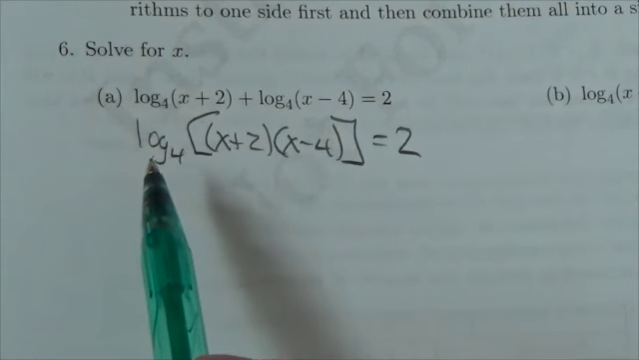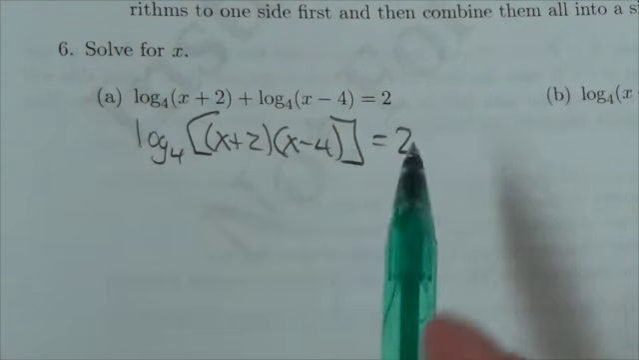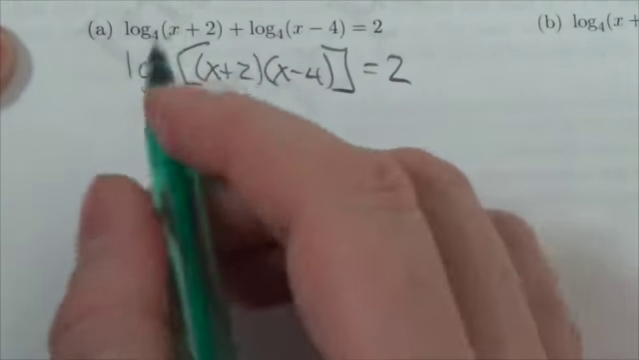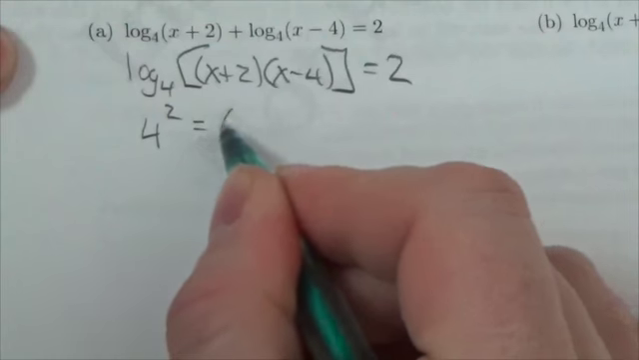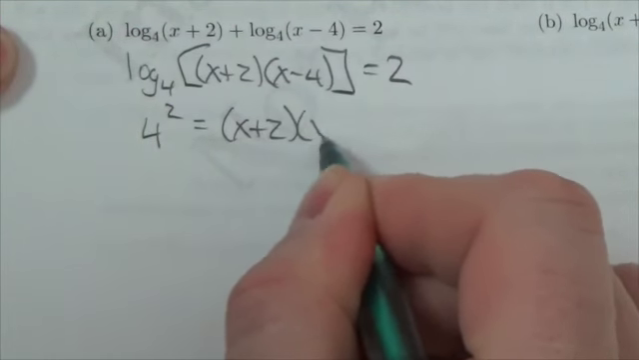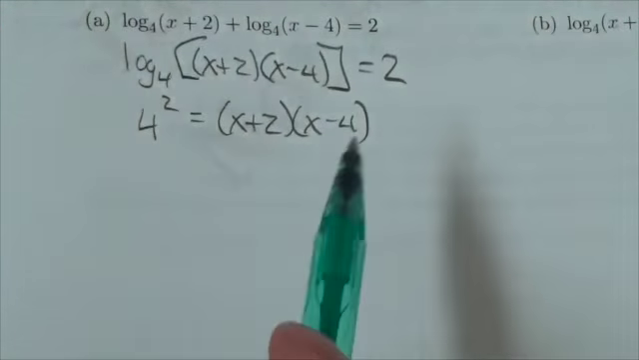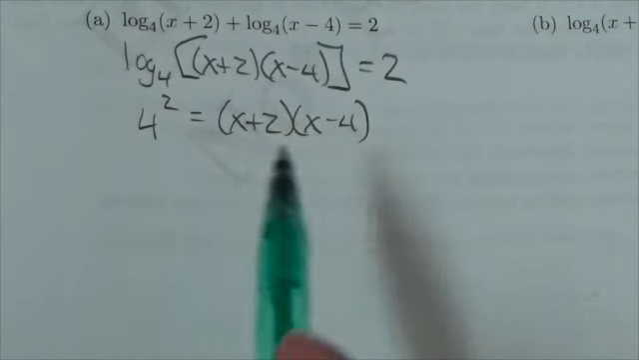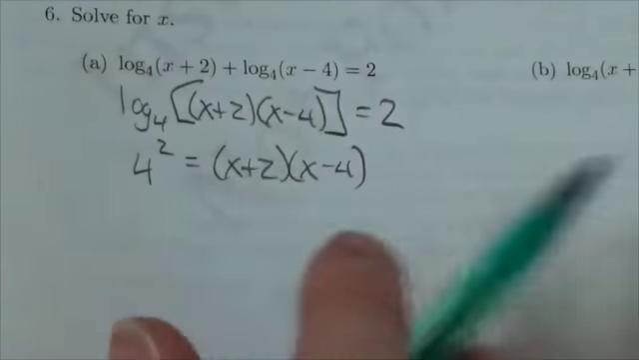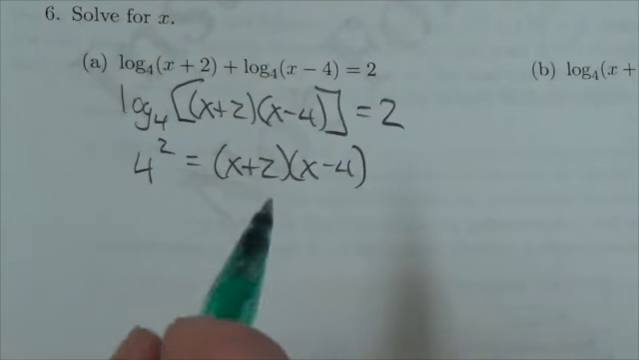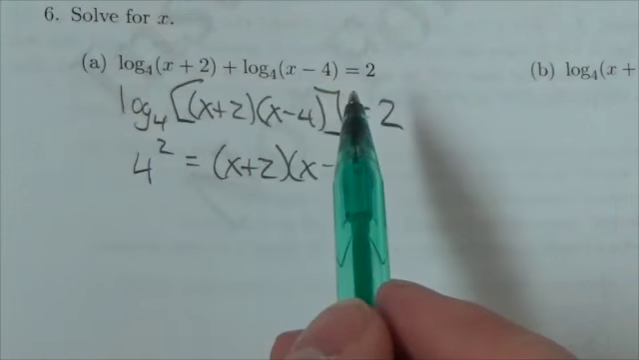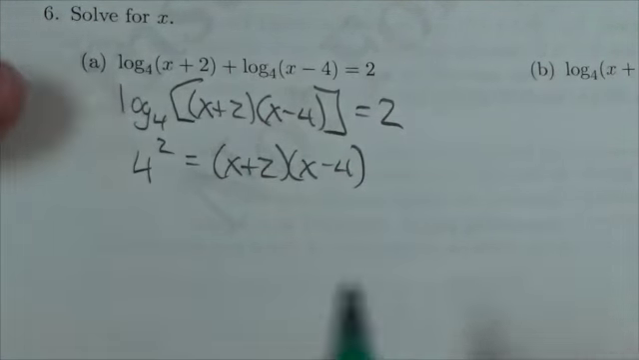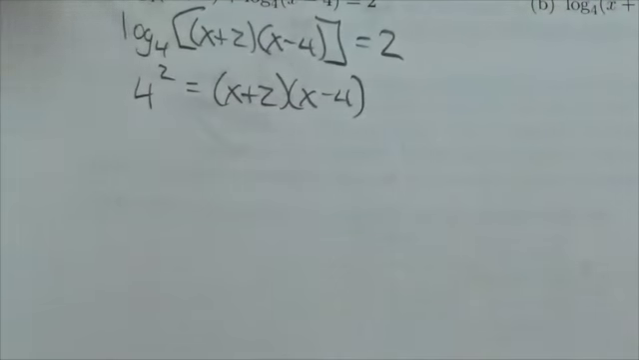Then what I'm going to do is get rid of the log by converting this to exponential form. So this is going to become 4 to the power of 2, and that will equal x plus 2 times x minus 4. Now, could I have expanded the binomials out first before I did this? Yeah. But my goal here is to remove the logarithms. So bring all the logs to one side, combine into one logarithm, get rid of the log by converting forms. Now, this is just a quadratic.